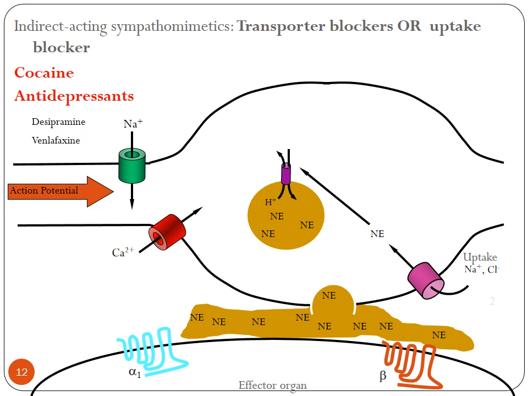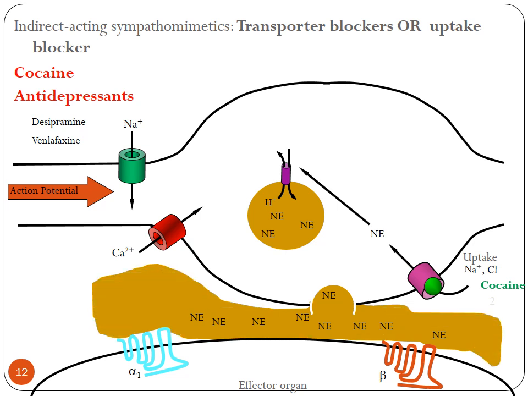Other indirect acting sympathomimetics are cocaine and antidepressants. The mechanism of these two is that they are going to block the reuptake of noradrenaline into the nerve terminal. By this, they are going to increase the amount of noradrenaline in the synaptic space and cause more sympathetic stimulation. From their names, cocaine is one of the narcotic analgesics, and antidepressants are used in the treatment of depression.